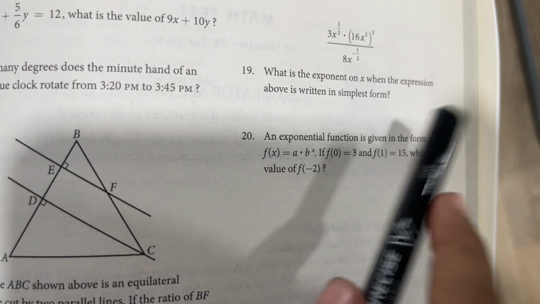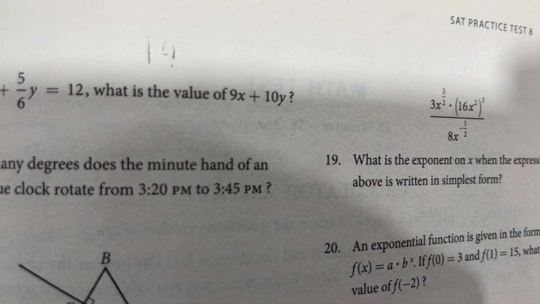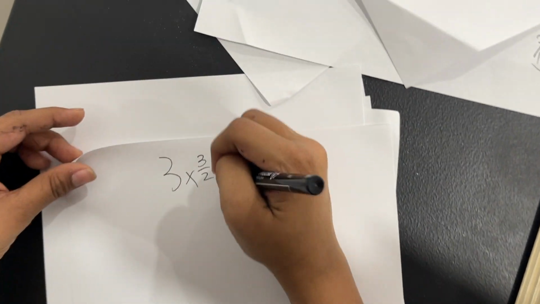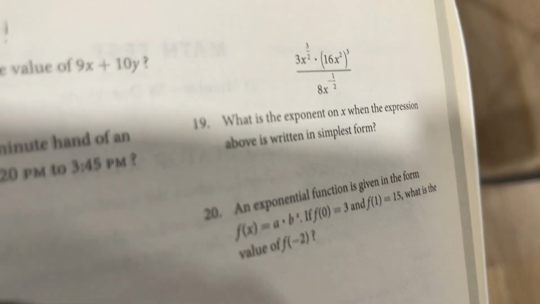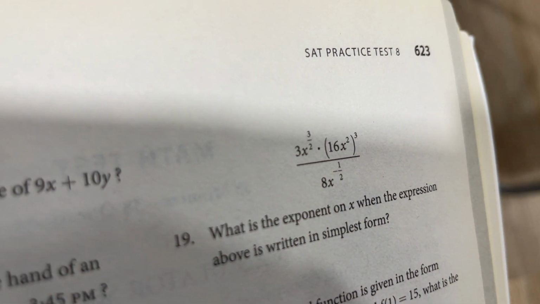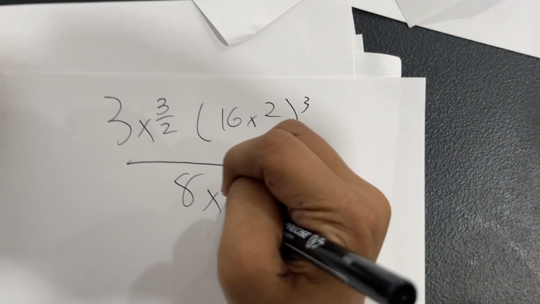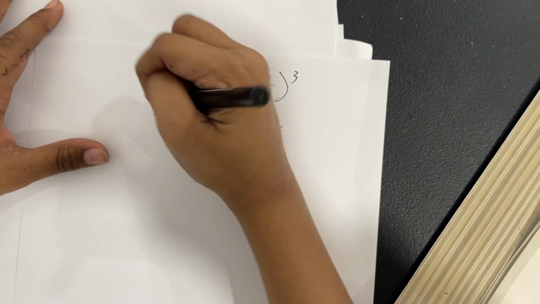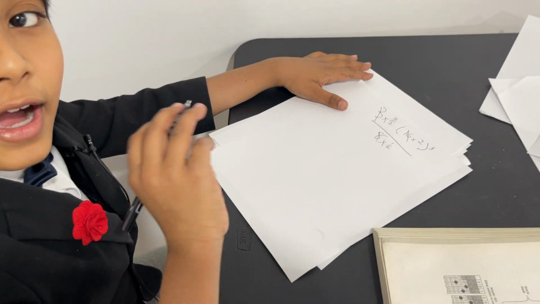19. What is the exponent on x when the expression above is written in simplest form? Alright, so let's see. We have 3x to the 3 halves times, I believe it was 16x to the 8. I don't remember, let me check. No, 16x squared. That was horribly wrong. Divide that by 8x to the 1/2. Now, truth is, we don't care about these coefficients. We're talking about the exponents over here, guys.